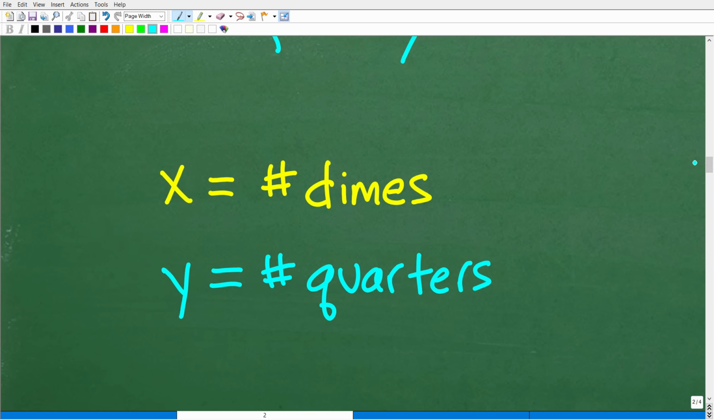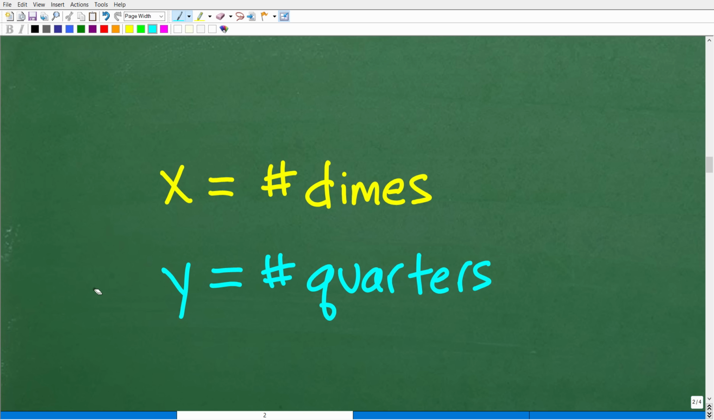Now, a variable in algebra is simply a symbol that represents a value, or represents a number. Here we have 2 variables. From an algebra standpoint, just because x is equal to the number of dimes and y equals the number of quarters, we want to solve for these variables.